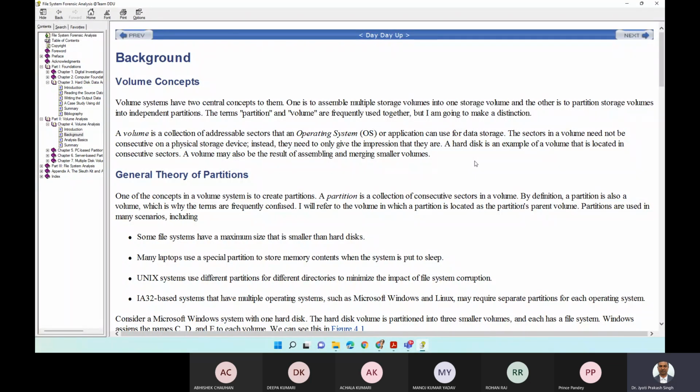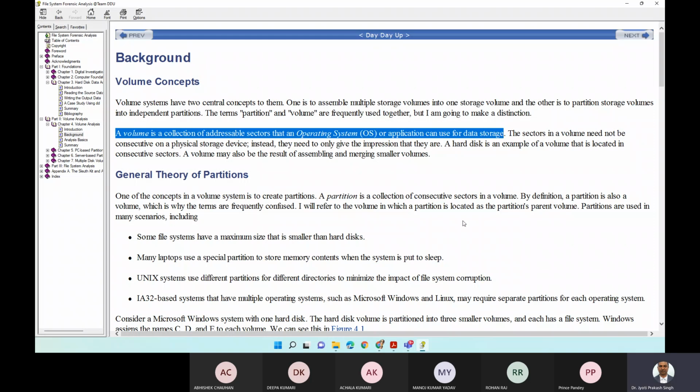Okay, so as you can see here, a volume is a collection of addressable sectors that an operating system or application can use for data storage. A volume can be defined as a collection of addressable sectors that an OS or an application can use for data storage. The sectors in a volume need not be consecutive on physical storage devices. Instead, they need to give the impression that they are. Normally one hard disk is one volume, but sometimes we can have one hard disk and partition it, or divide it into several volumes, like what we see in Windows.